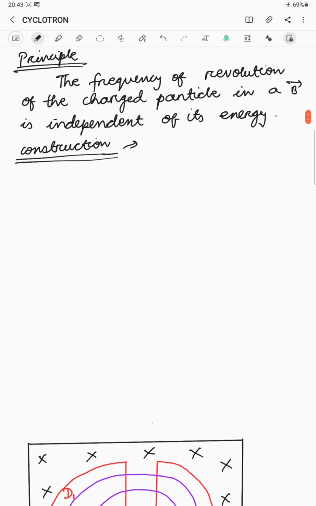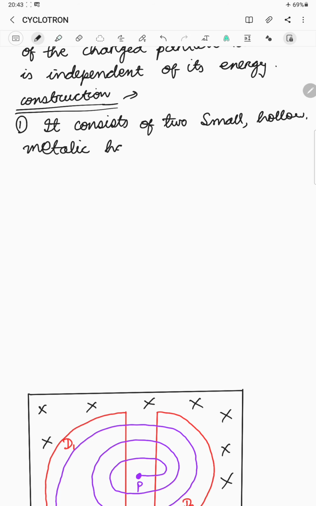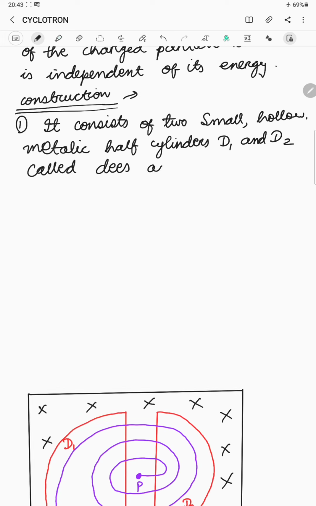Okay, so let us go for the construction part. In the construction, the first point you can mention, it consists of two small hollow metallic half cylinders D1 and D2 called D's, as they are in the shape of D.